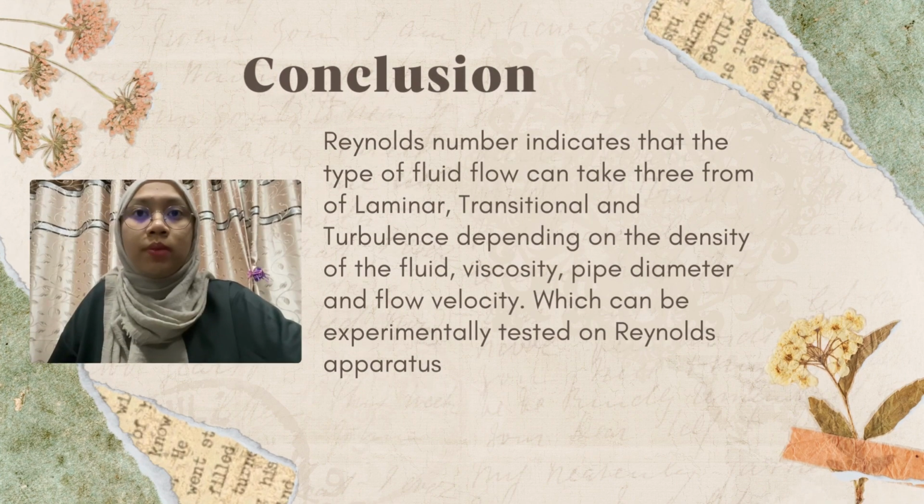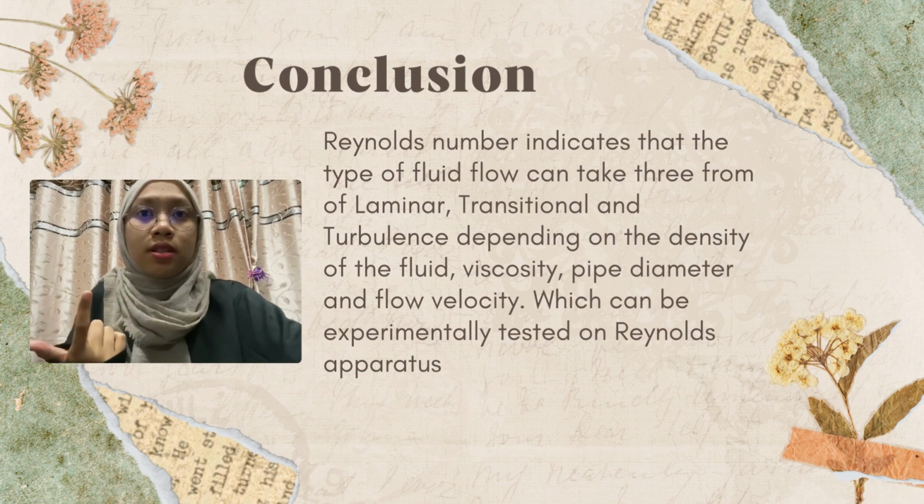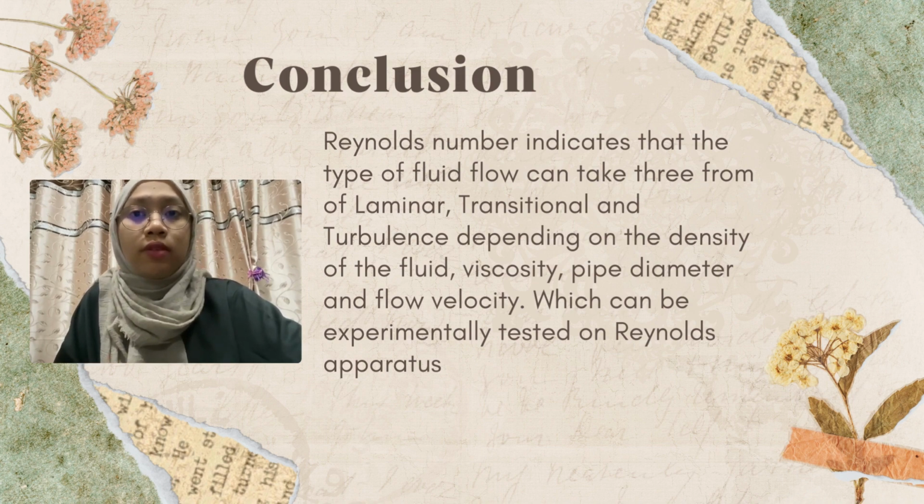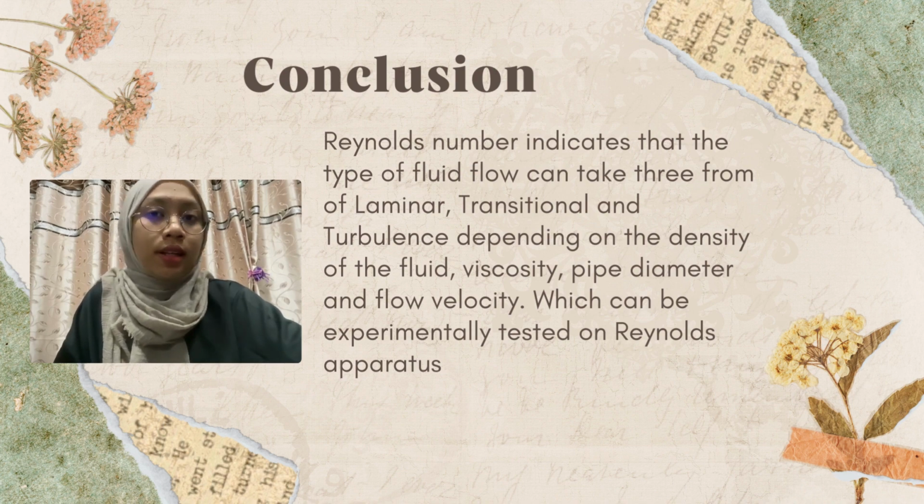Conclusion. Reynolds number indicates that the type of fluid flow can take 3 forms: laminar, transitional, and turbulent, depending on the density of the fluid, viscosity, pipe diameter, and flow velocity, which can be experimentally tested on Reynolds apparatus.